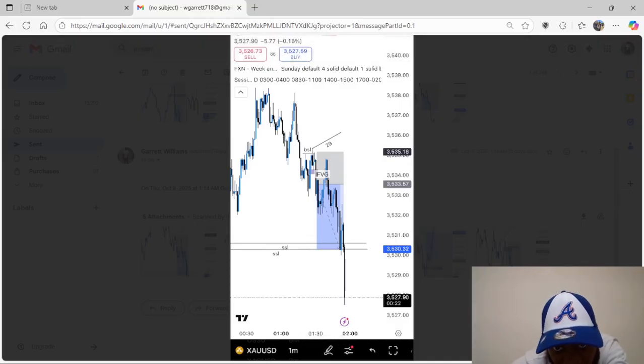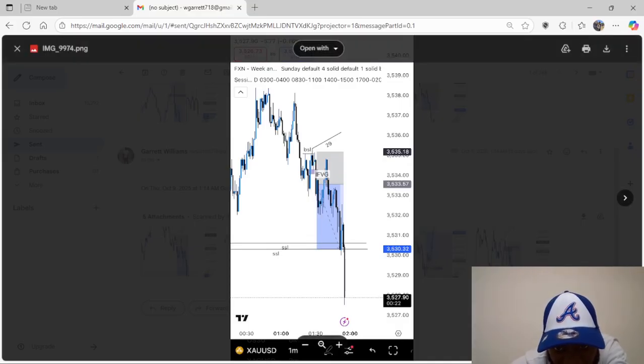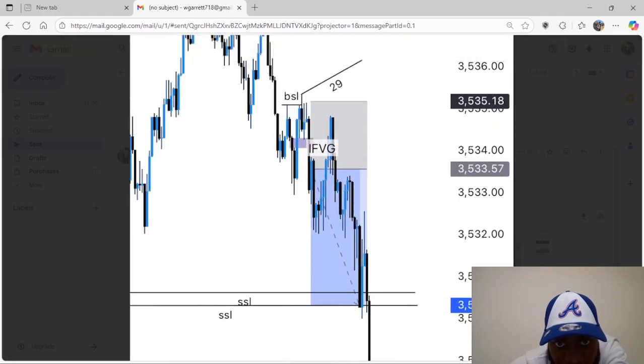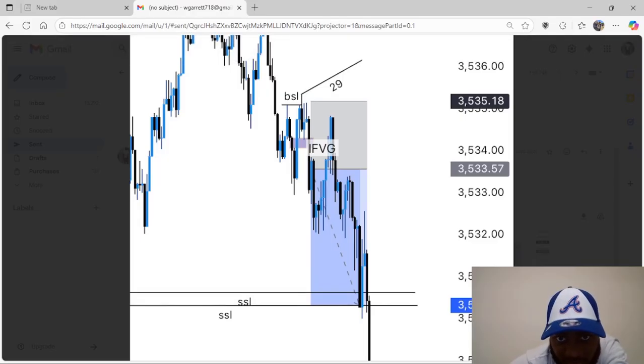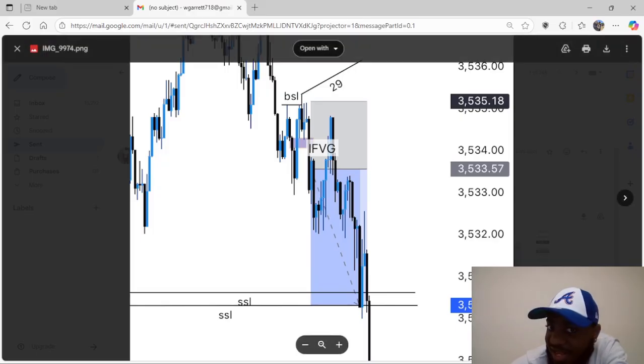IFVG, as you see, I marked it out for you guys here. So that would be this one right here. IFVG here, disrespected, came back up a little bit. I entered right here. Then it ran up a little more, went back down, ran up a little bit more. But I was so adamant about this trade, I stayed in it because I was like, yo, this has to go down. Everything's saying it's going down.